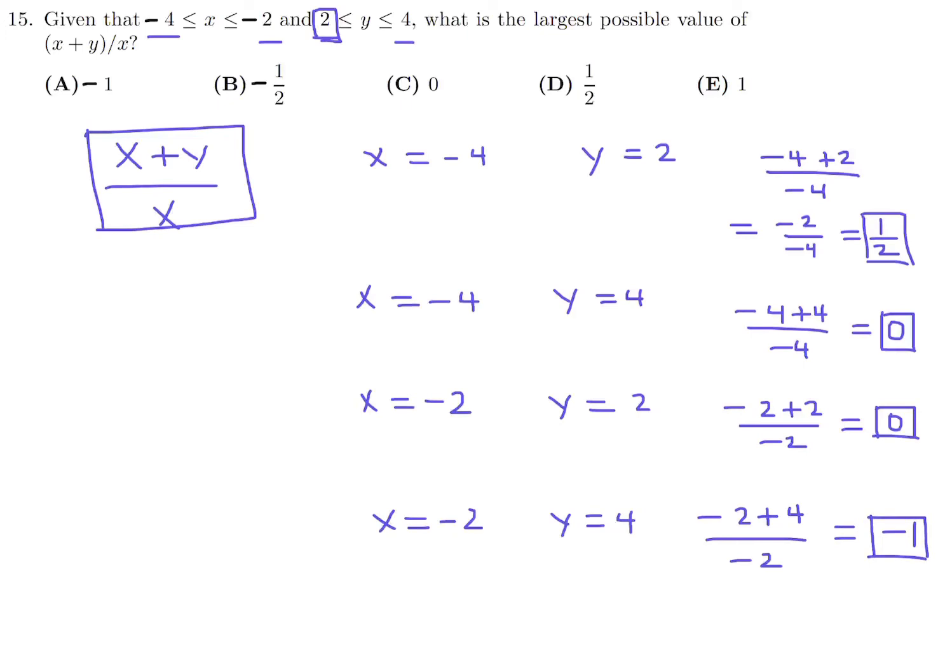Everything else will be an answer in between one of these 4 answers. So what is the largest of these? The largest is a half. So 15 will be D.